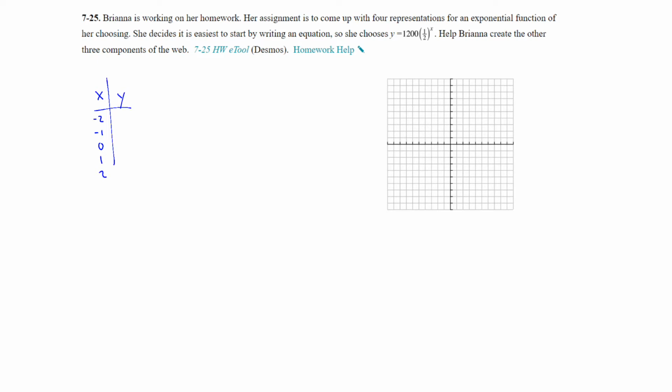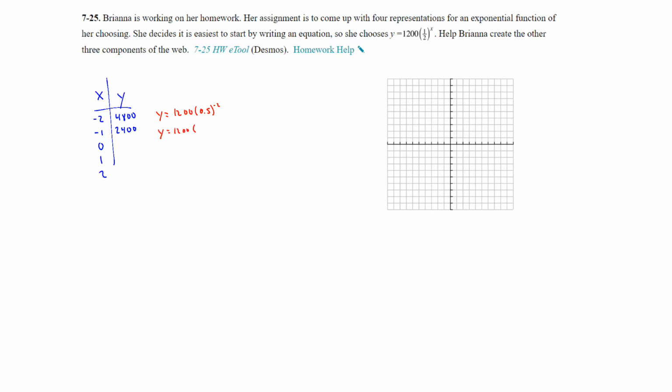So if we plug in -2, that's going to give us 4 times 1,200, so that's 4,800. And then we plug in -1, and that will be 2,400. And remember, all I'm doing is saying y equals 1,200 times 0.5 or 1/2 raised to the -2.